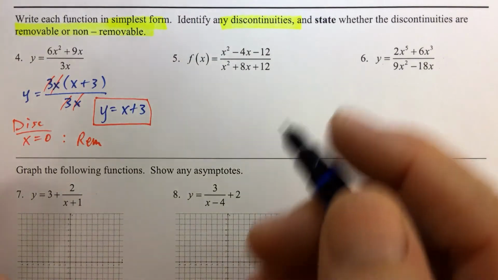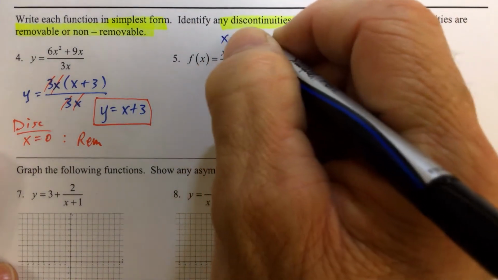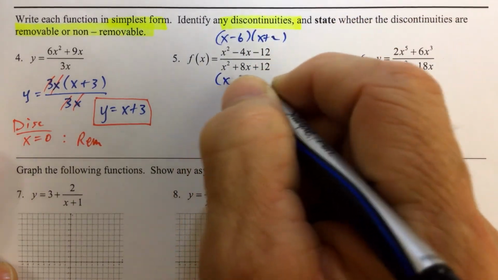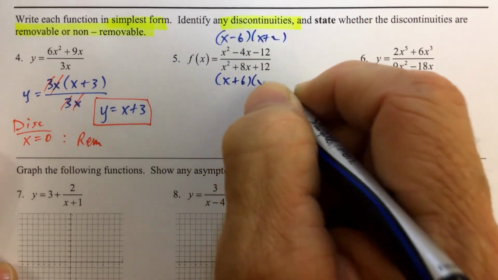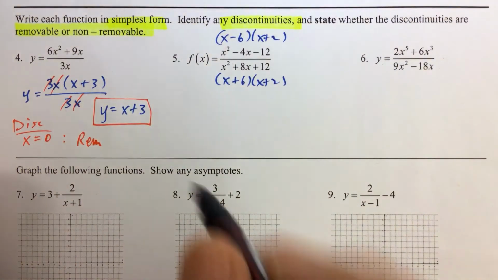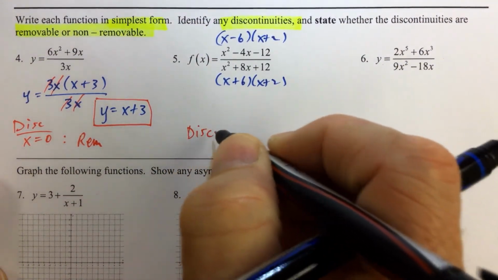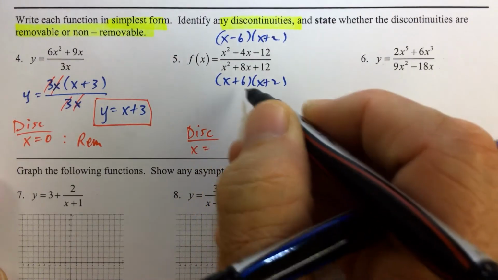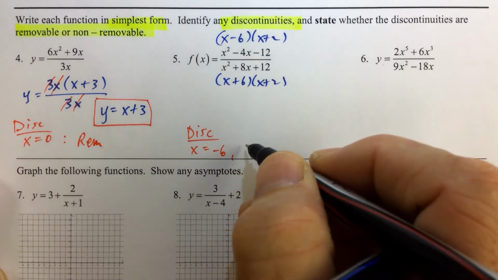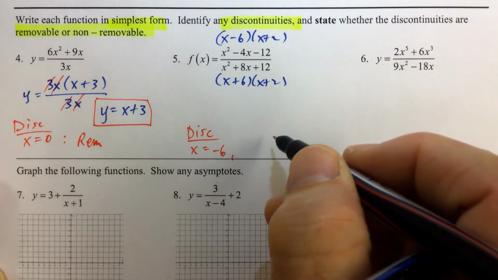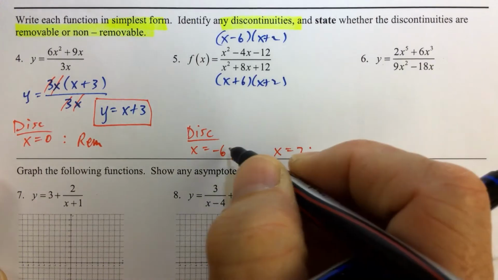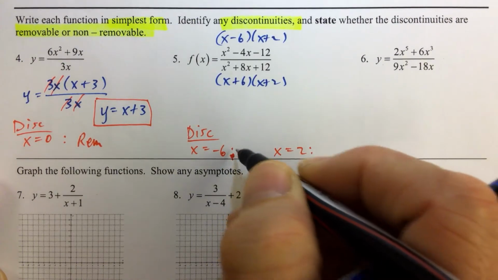There you go. The numerator here can be factored x minus 6 times x plus 2. Denominator is x plus 6 and x plus 2. So we have discontinuities. I'll write it in red to be consistent. Discontinuities at x equals negative 6 and positive 2. Let's do it over here, x equals positive 2. So actually I'll do a colon there.